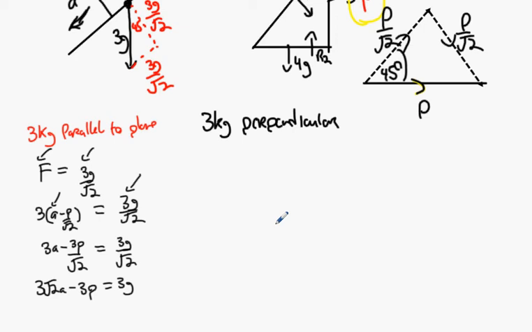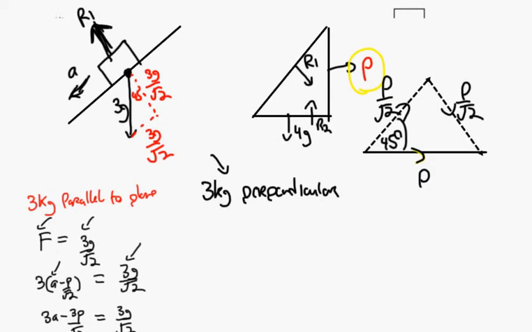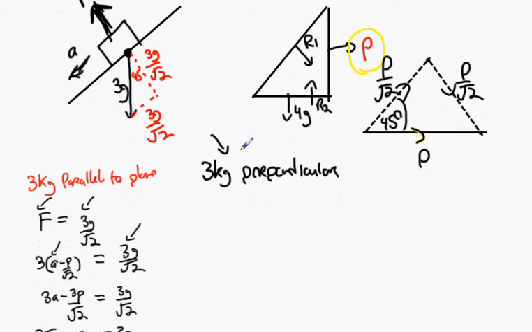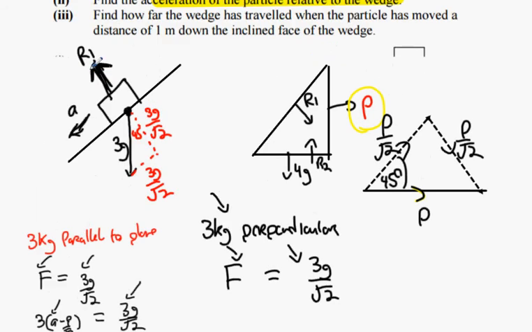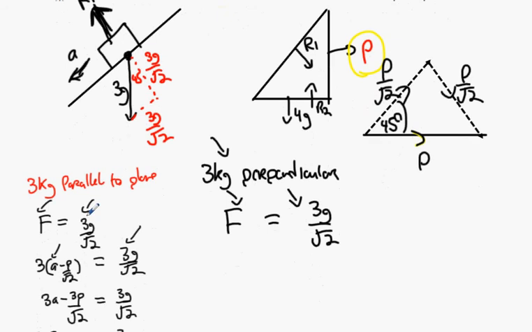Okay, 3 kilograms perpendicular to plane. What do you think this time, guys? Is there any force going into the plane, into the wedge? Yeah, this part here, right? So force going this way is equal to 3g over root 2. Anything else we can get from that then? Minus R1, isn't it? Because R1 is a force that's supporting it in the opposite direction, so it's going to be minus R1. Okay, force equals ma.